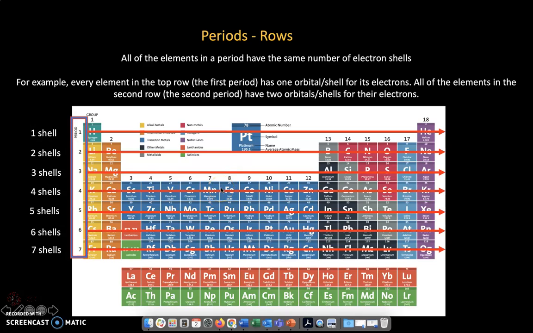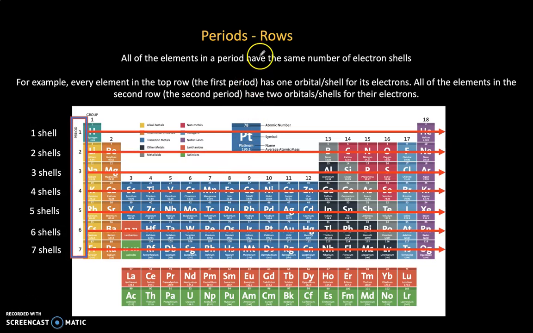Hi everyone, and welcome to part 2 of our elemental groupings presentation. In this particular presentation, I'm going to be teaching you about the rows and columns of the periodic table and what patterns they hold. I'll also talk a little bit about the metals, non-metals and metalloids found on the periodic table as well. So let's get started with our periods, or our rows.